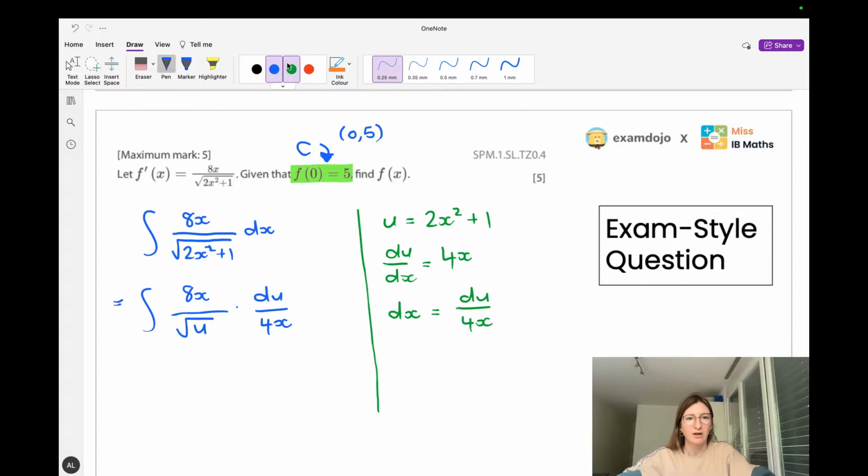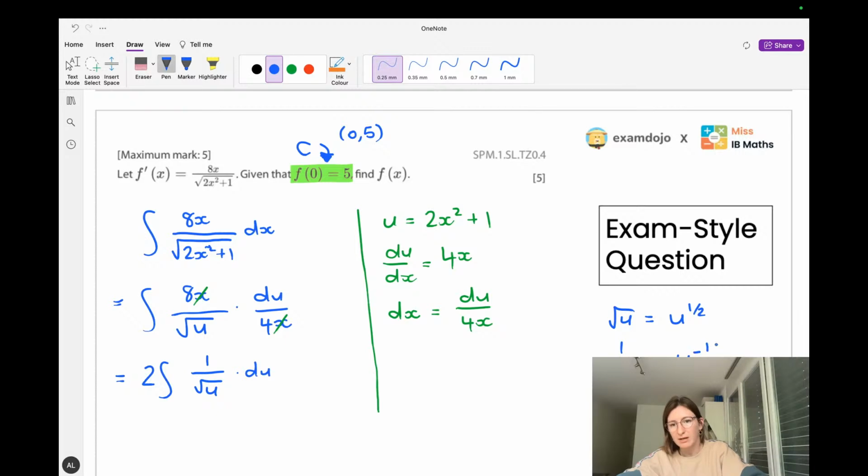And now I can simplify. So that x cancels out with that x. 8 divided by 4 just gives me 2. And what I can do is remove that 2 because it's a constant outside. So I am left with 1 over root u du. And this is fine. This is just a power function because what is root u? Root u is the same as saying u to the power of a half, and that's fine. We can do that. We add 1, divide by the new power. And if I have 1 over root u, that is the same as saying u to the power of minus a half, because when we bring it up, it becomes minus. So I'm going to write that in.